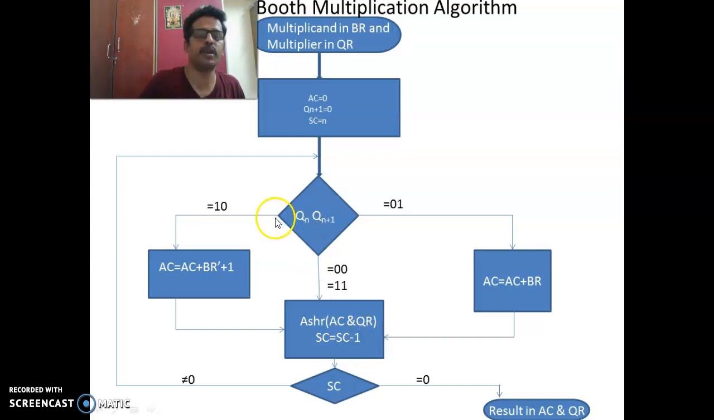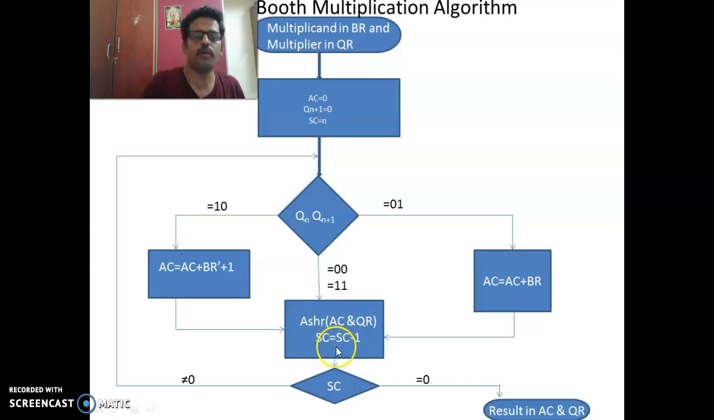If Qn Qn+1 is equal to 1, 0, we need to subtract BR, and then store the result back to the accumulator, followed by an arithmetic shift right operation on the accumulator and QR, and decrement the sequence counter. If Qn and Qn+1 is either 0, 0 or 1, 1, we perform only an arithmetic shift operation on AC and QR, followed by decrementing the sequence counter.